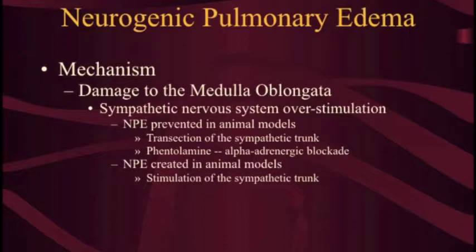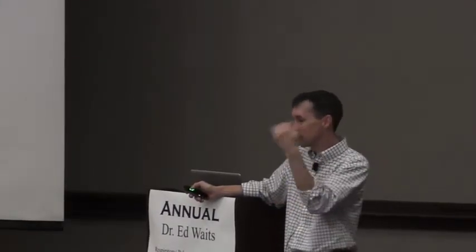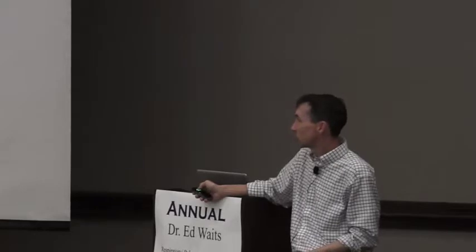What causes that? Damage to the medulla oblongata specifically, and basically it's sympathetic nervous system overload. There's so much damage and your fight or flight system is going crazy, and there are all these hormones increasing afterload and causing damage to the lung system. You can prevent neurogenic pulmonary edema in animal models if you transect the sympathetic trunk. That's how you know this is a sympathetic problem. If you cut the trunk and there's no sympathetic flow, it prevents the problem. Phentolamine might work too, which is an alpha blocker.